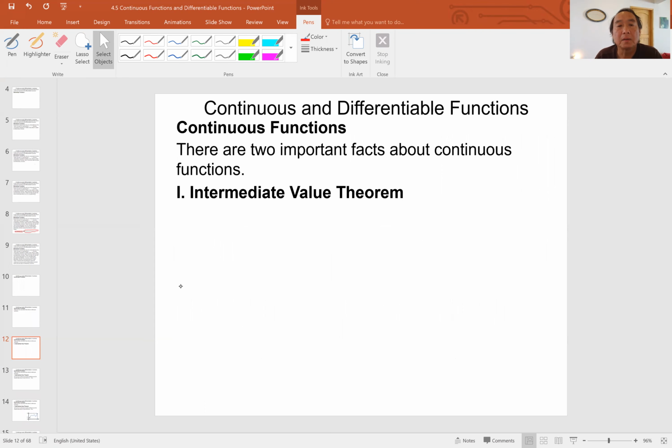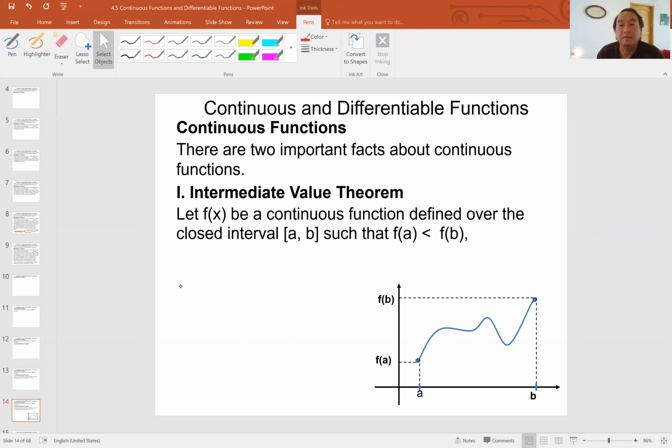But what are the important things about continuous functions? Well, the first important thing about continuous functions is the intermediate value theorem. It says the following. If I have a function defined on a closed interval from A to B, and suppose f of B is bigger than f of A, then the intermediate value means any value in between f of A and f of B. Let me call it C.